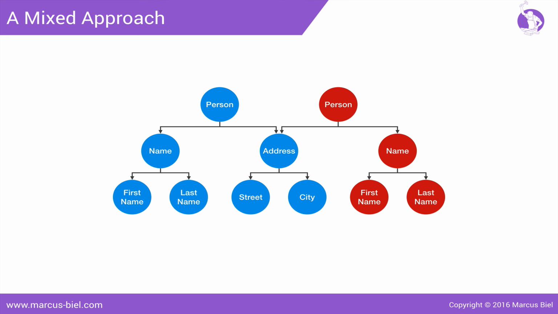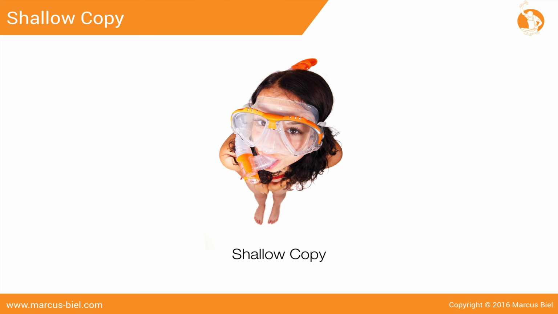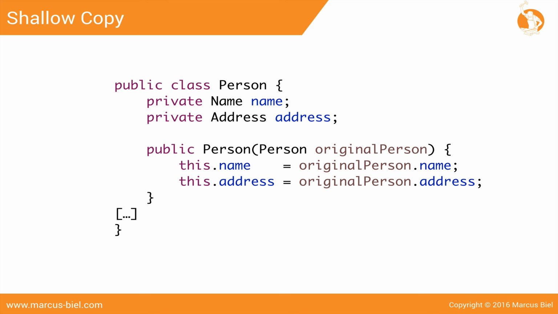Okay, I think we had enough of the circles. Let's just see the code. Just like before, we'll start with a shallow copy. So we have a class person, which internally uses a name and an address. The copy constructor takes the original person object and copies its reference variables.